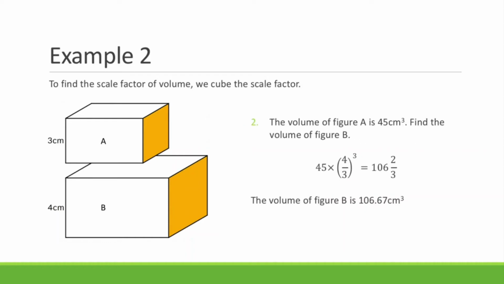Next one, since we are going from A to B, we're going to times again, and we're going to cube the scale factor because we're doing volume. So 45 times 4 over 3 cubed is 106 2/3, or we can say 106.67 centimeters cubed.